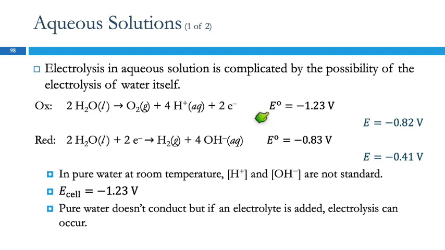So these are their standard potentials, but in pure water at room temperature, the hydrogen ion and the hydroxide ion are not at standard concentrations, which would be 1 molar. You don't have 1 molar H plus and 1 molar OH minus. So those are their standard potentials, but in water, at the actual concentrations, these are going to be the potentials. And so the potential for the cell is negative 1.23 volts. Of course, pure water does not conduct electricity, but if you put an electrolyte in there, then you can electrolyze the water.